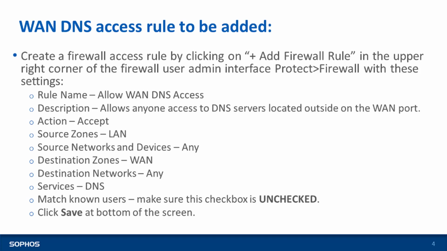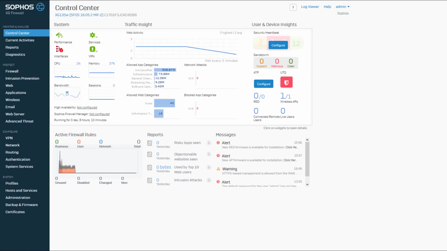For rule name and description, you can put whatever you want. Just make sure that the Match Known Users checkbox is unchecked. We'll talk later in the video about why that's important when we create a firewall rule using the captive portal. Now let's take a look at how to configure the captive portal, enable the captive portal to be used for a zone, and create a firewall access rule to access the internet that requires all users accessing the internet to be known to the firewall.